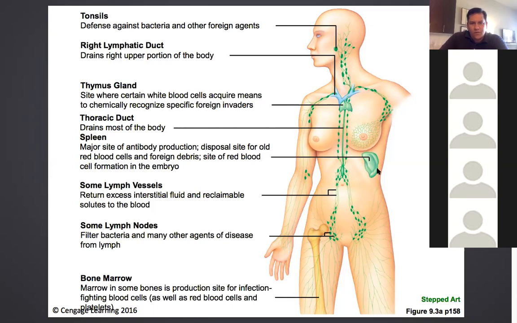Also, the spleen is another organ. It's the major site of antibody production, disposal site for all red blood cells and foreign debris. It's the site of red blood cell formation in the embryo. Here you can see some lymph vessels, whose function is to return the excess interstitial fluid and reclaimable solutes to the blood. Here, all these green dots are lymph nodes that filter bacteria and many other agents of disease from the lymph.